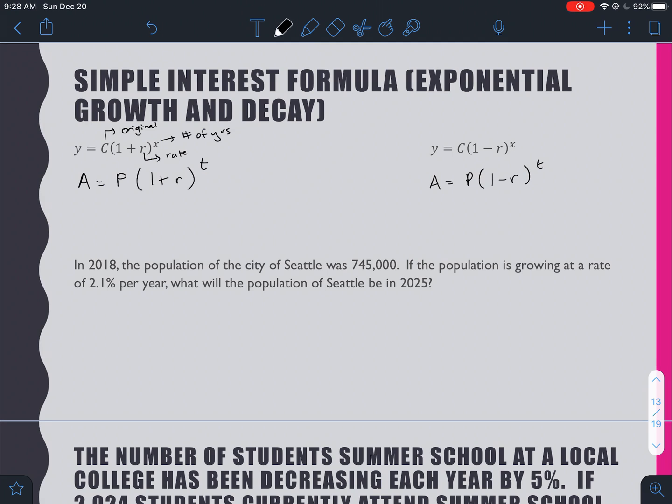They'll let X be the number of years. And then R is going to be the rate. And again, you have to write it as a decimal. So if you are gaining, you would add. If you are losing, you would subtract in the rate.